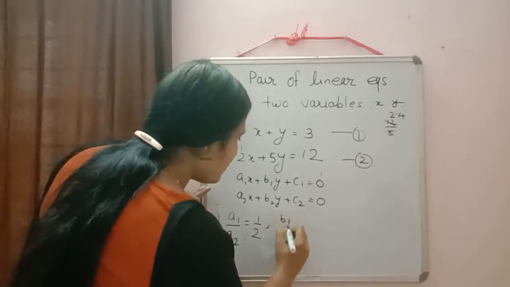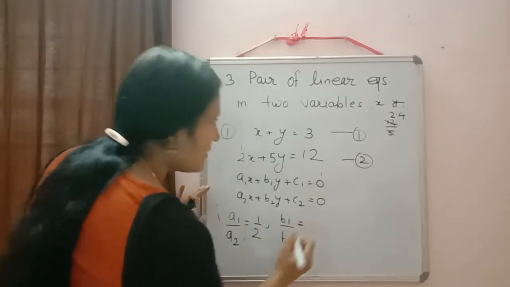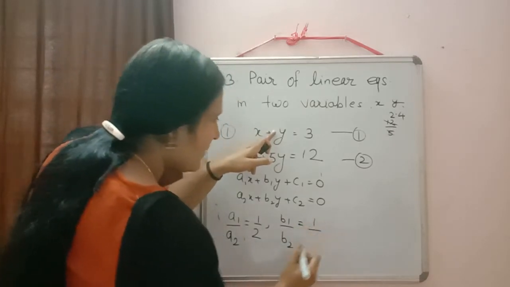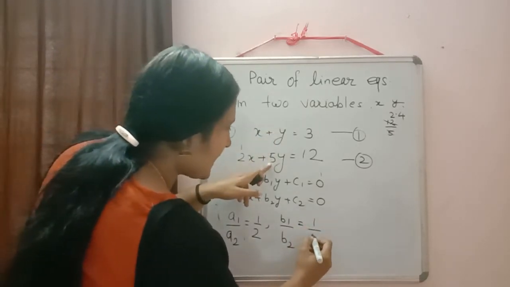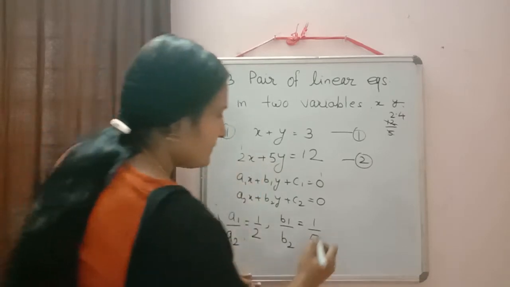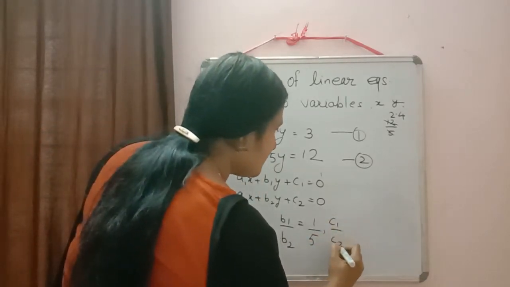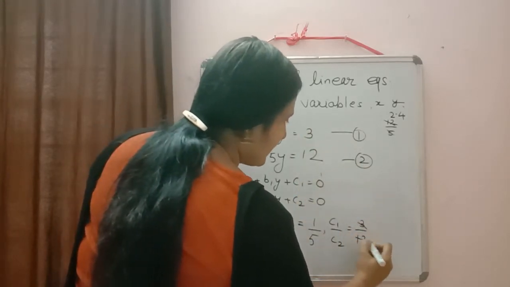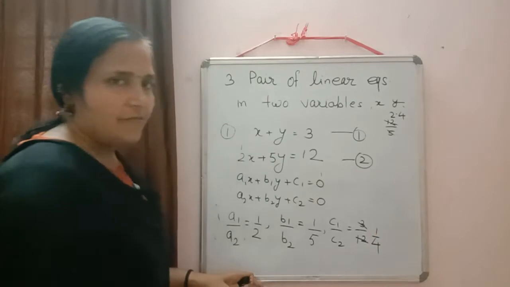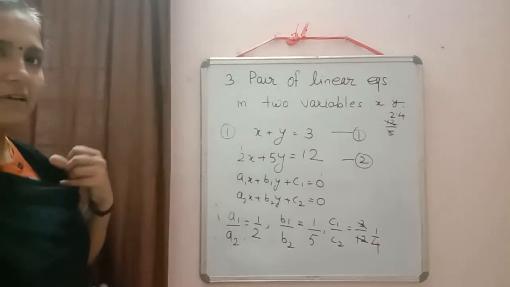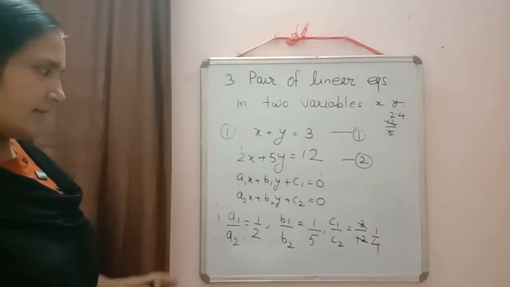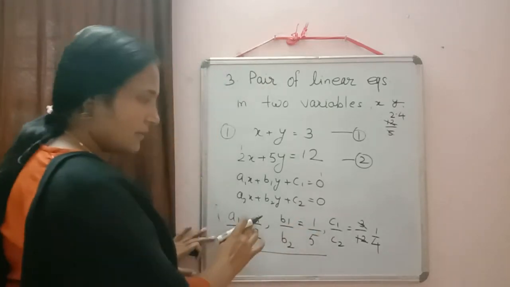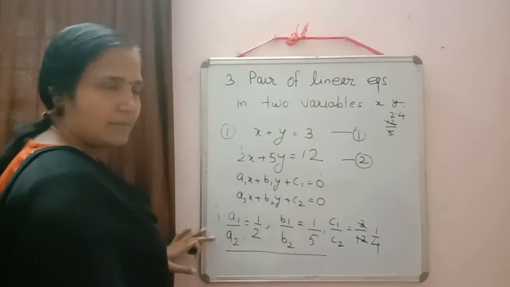Similarly, we will check b1 by b2. b1 is the coefficient of y in the first equation, 1, by the coefficient of y in the second equation, 5. Then c1 by c2 is 3 by 12, which is equal to 1 by 4. Just write this down, and after that we can generalize the result. So here we can check that these two are not equal, because 1 by 2 is not equal to 1 by 5.